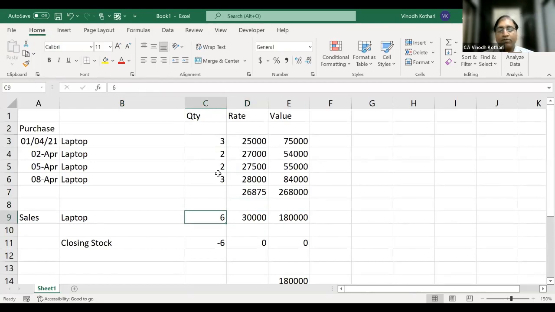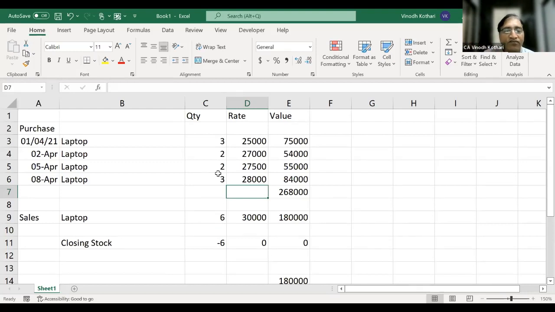Now, for these 6 laptops, how do I calculate my closing stock? There are various methods. Two methods I will explain. One is the average method. Second is the first in, first out method. The average method: you divide total purchases by the quantity, and you get the average cost price of each laptop. That method we are not going to adopt. The method we are going to adopt is called first in, first out.